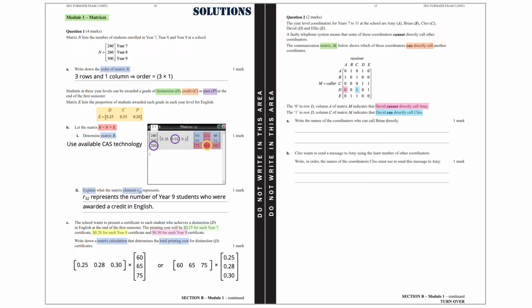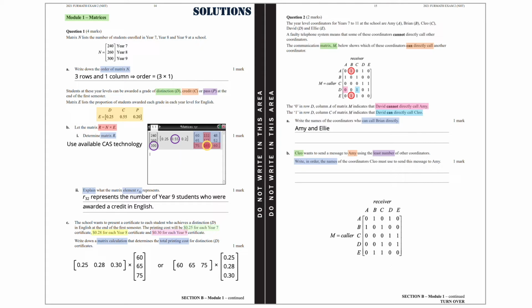Part A. Write the names of the coordinators who can call Brian directly. For this, we are going to look in the column with B, and there is a 1 for A and a 1 for E, therefore Amy and Ellie. Part B. Cleo wants to send a message to Amy using the least number of other coordinators. Write in order the names of the coordinators Cleo must use to send this message to Amy.